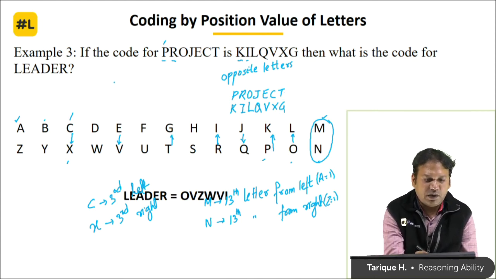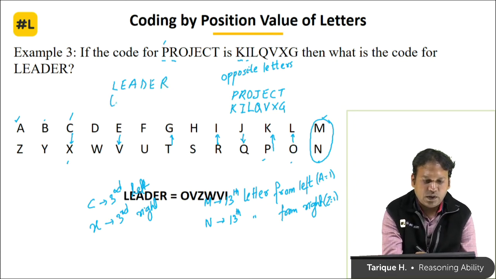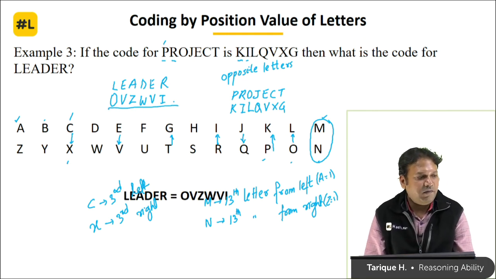The same thing if we use the word leader, what will be the answer? Opposite of L is O, E opposite is V, A is Z, D is W, E is again V and R opposite is I. So this should be your answer: O, V, Z, W, V, I.